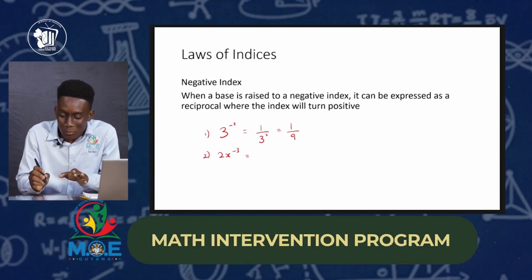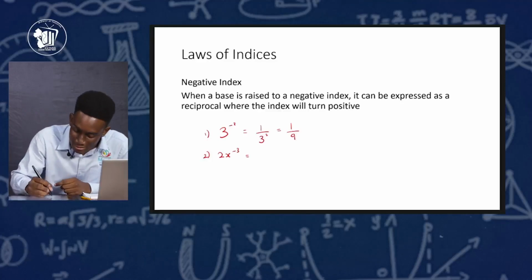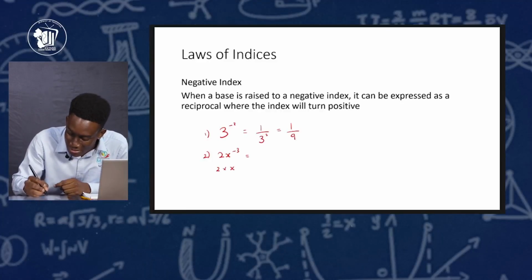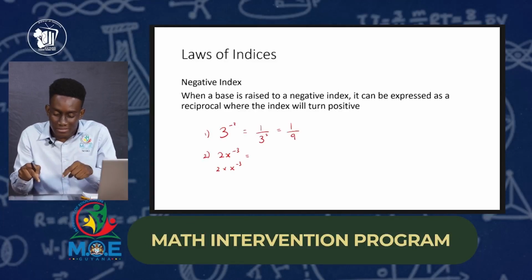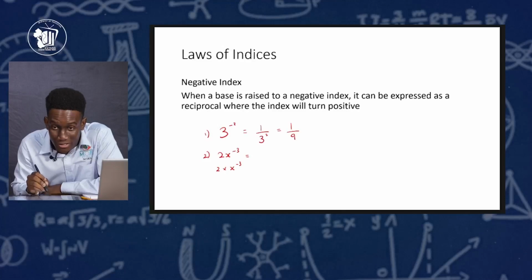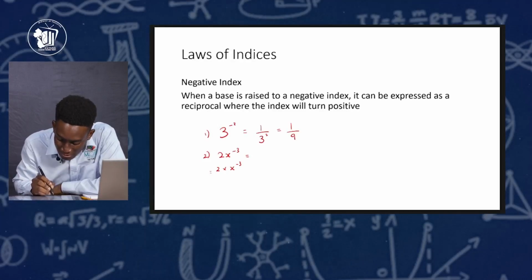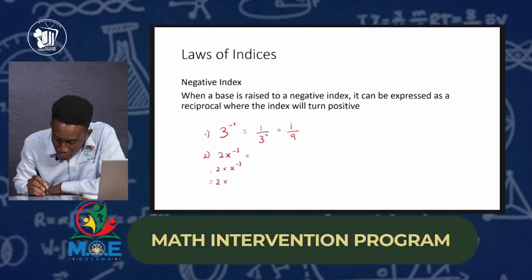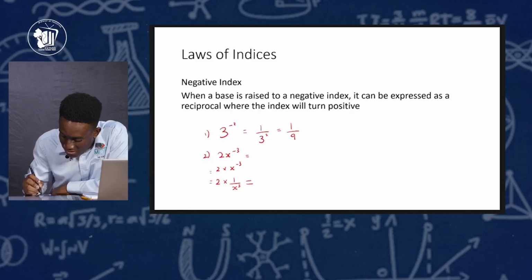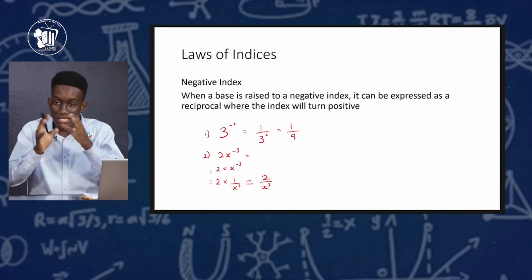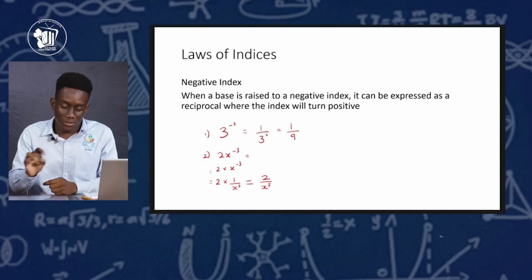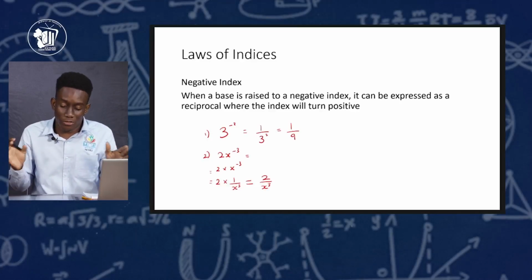So once again, we know that 2x is the same as 2 multiplied by x, and this x is being raised to the negative 3 power. If we want to get rid of the negative power here, this will turn into 2 multiplied by 1 over x to the third power. So we can simplify this further and say 2 times 1 is 2 over x to the third power. And that is the answer. So we need to be careful. We cannot flip the entire 2x, because the entire 2x is not being raised to the power of negative 3.